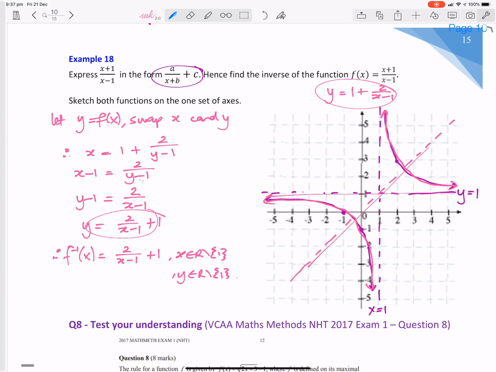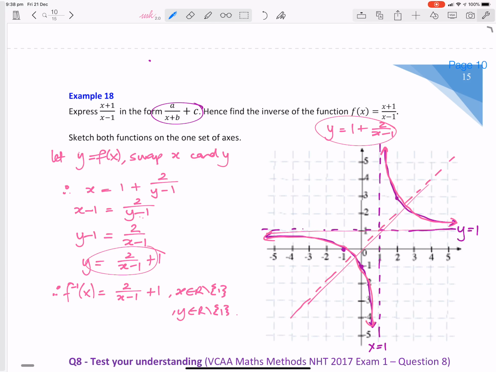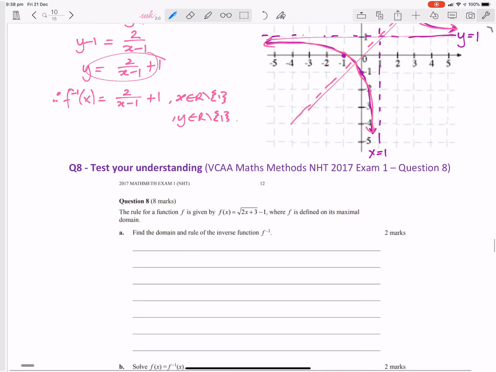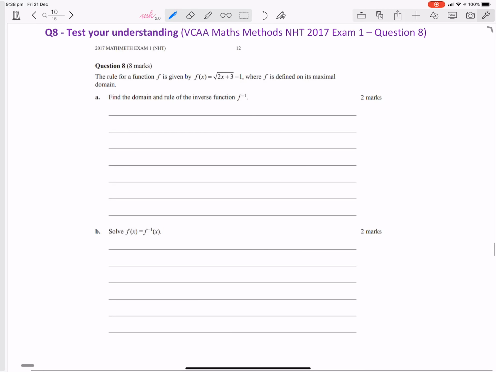Okay, so to find an inverse graph, we swap our x and y. The function needs to be 1 to 1 before. All hyperbolas are 1 to 1, so we could just go on and find the inverse graph. Use long division to make that prettier, I guess you would say, and then go from there.